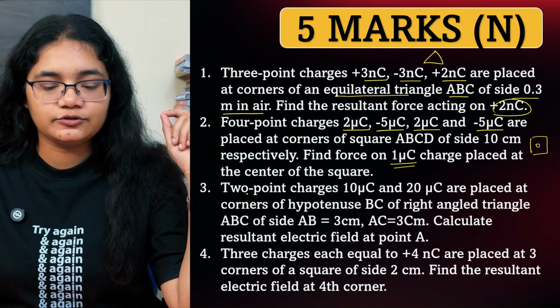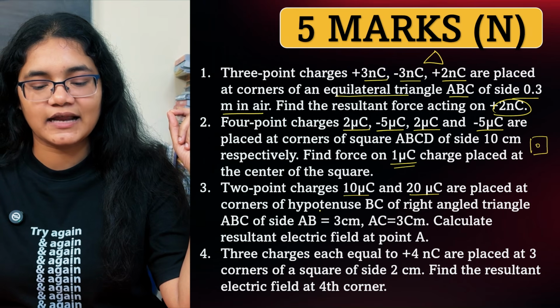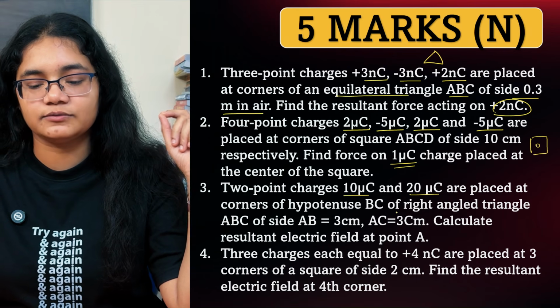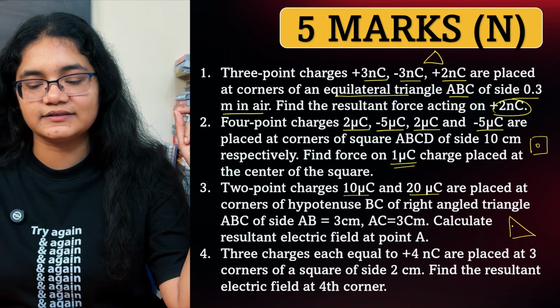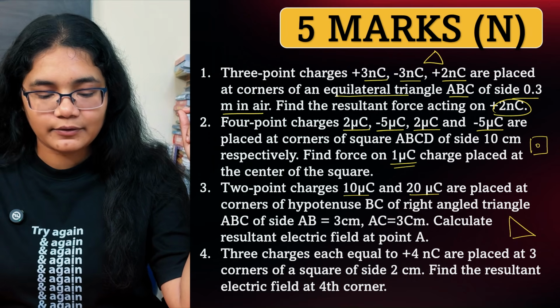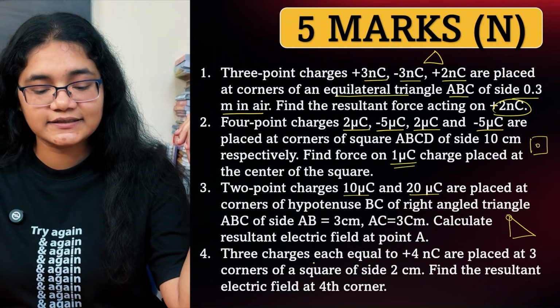Next question is like this: 2 point charges 10 microcoulomb and 20 microcoulomb are placed at the corners of the hypotenuse BC of a right angle triangle. Okay, so this is a right angle triangle, and calculate the resultant electric field at point A. Okay, next is three charges.